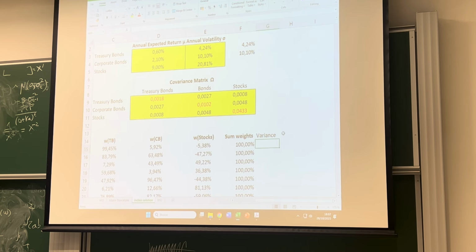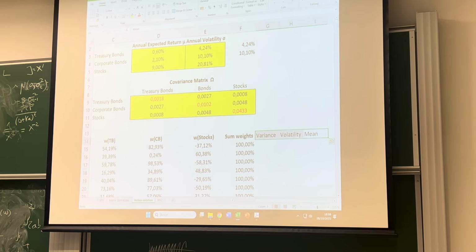Next, I'm going to put the volatility. And this is very simple. Column H is just the square root of column G. And then the expected return. So that's going to be the mean, right, of the portfolio. And this is very easy to compute. That's going to be the mean return in Excel, mean.